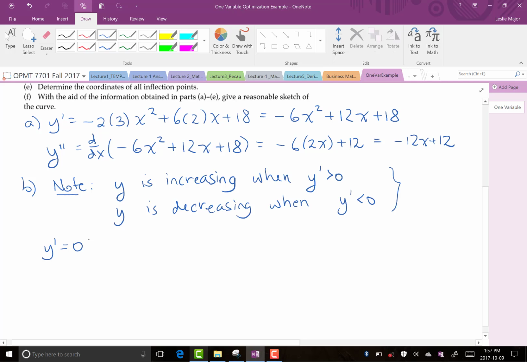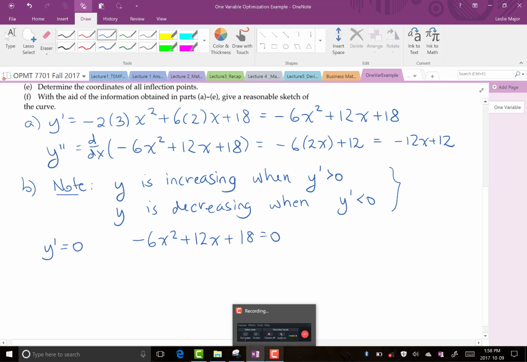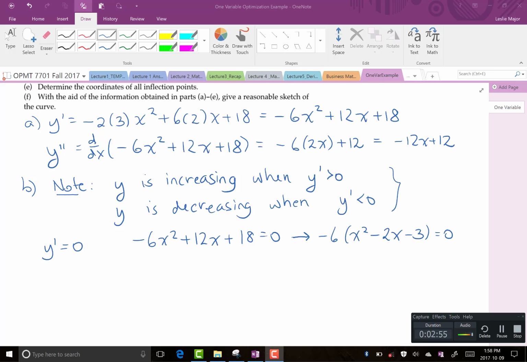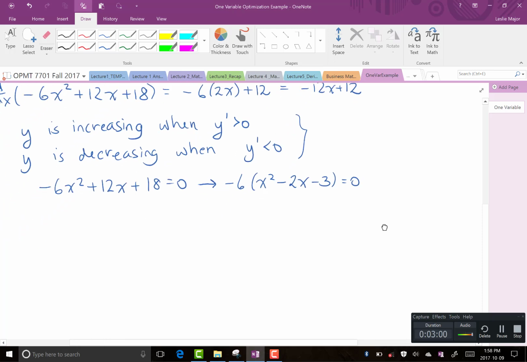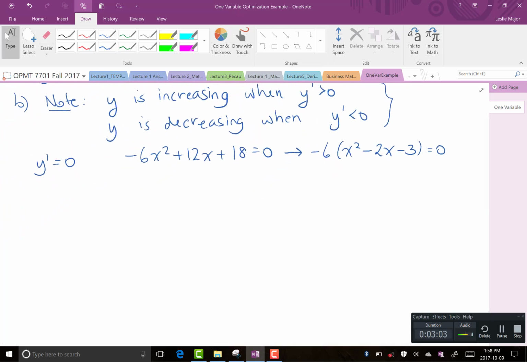Okay, so to solve for where y prime equals 0, we're at negative 6x squared plus 12x plus 18 equals 0. And what we can do is first bring out a minus 6. We're left with x squared minus 2x minus 3 equals 0. And there we go.